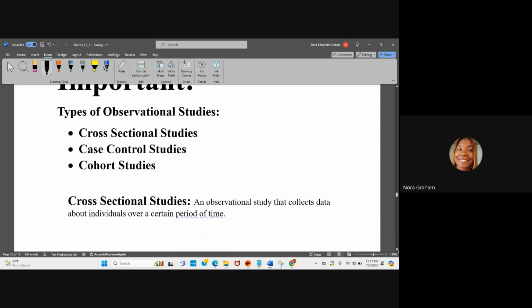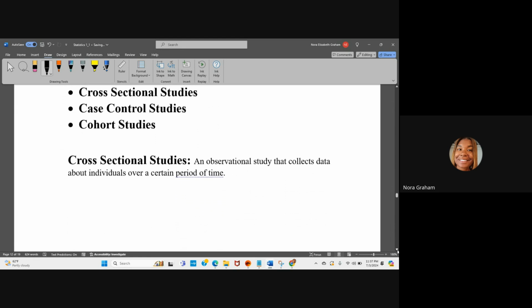For here, I have the definition of cross-sectional studies: an observational study that collects data about individuals over a certain period of time. An example of cross-sectional studies could be how COVID affected citizens in New York City. That could be a short time study, because COVID was for a period of so many years, and you're considering just a certain group of people, so that can be a cross-sectional study.